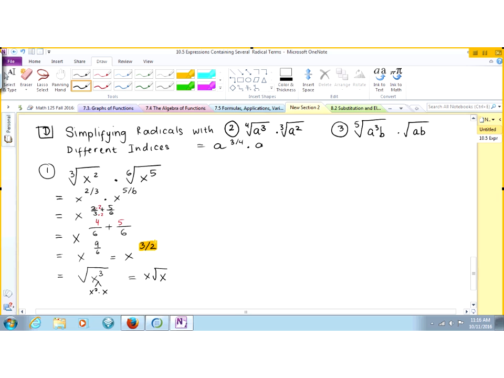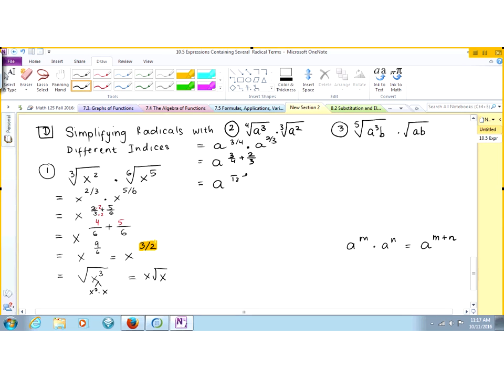a raised to the 3 over 4 times a raised to the 2 over 3. Okay, now then you use this: a to the m times a to the n is equal to a to the m plus n. Okay, so that's what we're going to use. So this is a to the, what do I do here? You add the exponents? Okay, then how do we add 3/4 and 2/3?